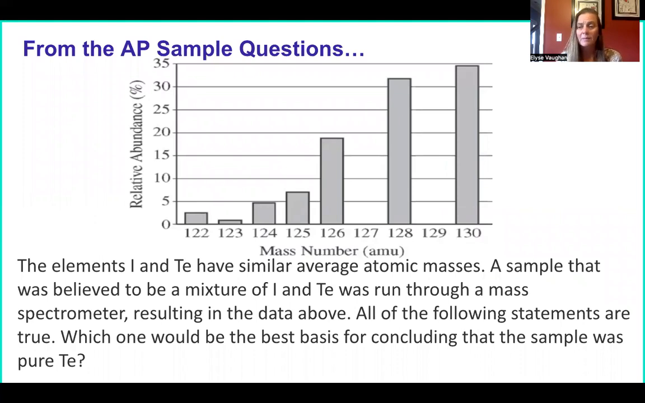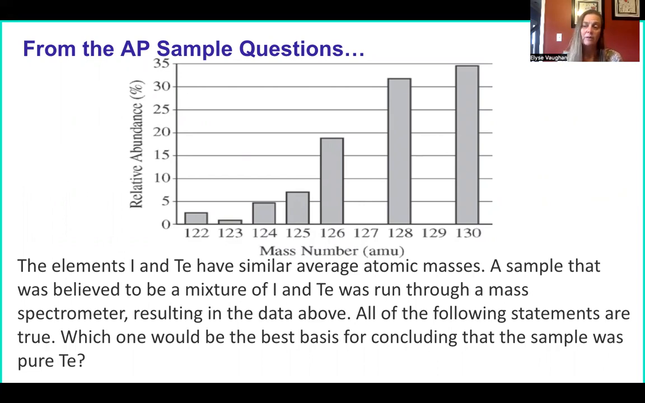Okay, so how does this come out in AP style questions? This is an AP multiple choice question. The elements iodine and tellurium have similar average atomic masses. A sample believed to be a mixture of iodine and tellurium was run through a mass spectrometer, and this is the spectrum that we got. Now notice that this one's been converted into a bar graph rather than the spectrum that we saw on the last one. Either one is perfectly acceptable.